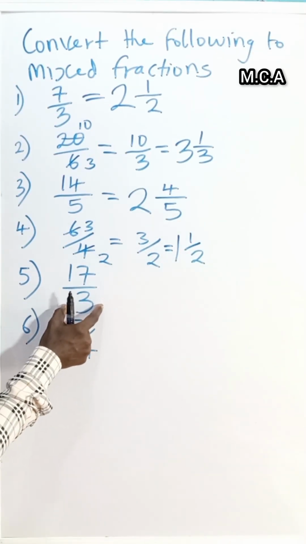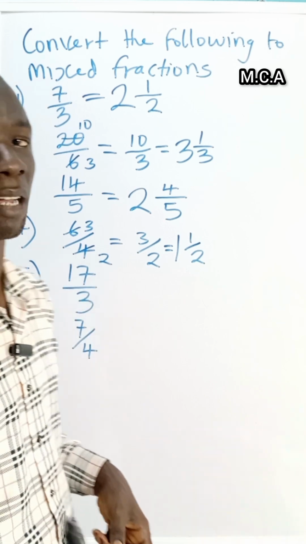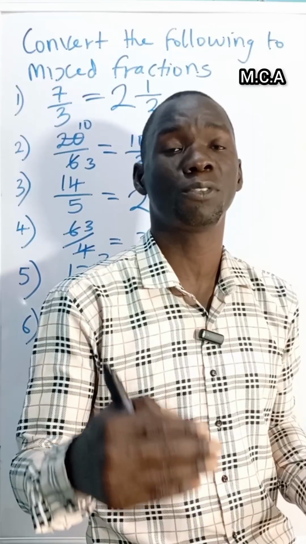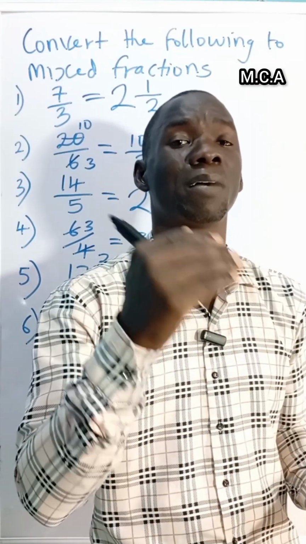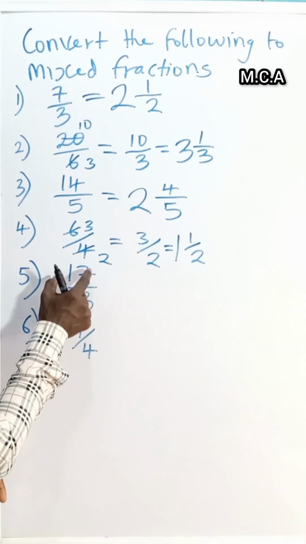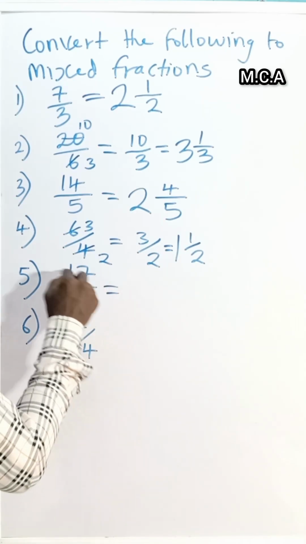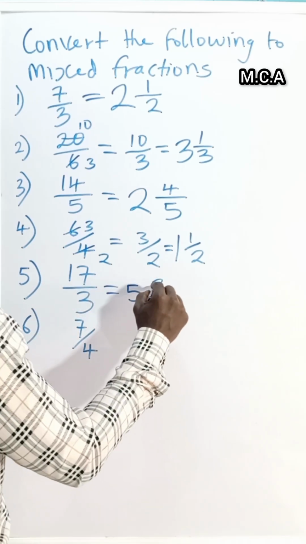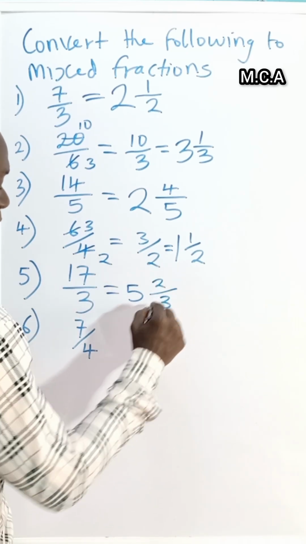Now we'll go to the next one. How many times can you get 3 from 17? To make it easier for you, just multiply 3. What is the number that if you multiply it, it will give you either 17 or a number close to 17? I will notice that 3 times 5 will give us 15. So our whole number will be 5. The remainder is 2 over 3.